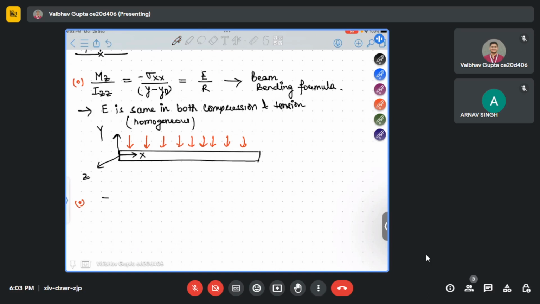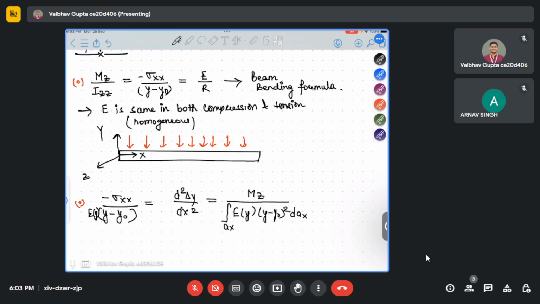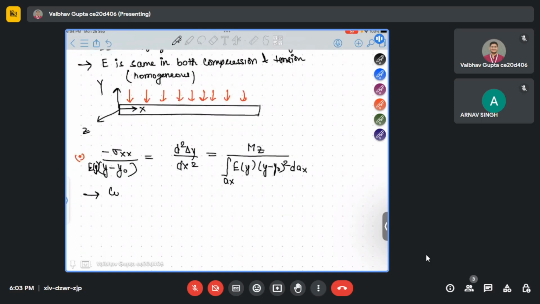We got minus sigma xx by (y minus y naught) equal to d2 delta y by dx square. This is nothing but 1 by R only. This is equal to Mz by integration of E (y minus y naught) square dA over A. So this is the formula we got for composite sections.